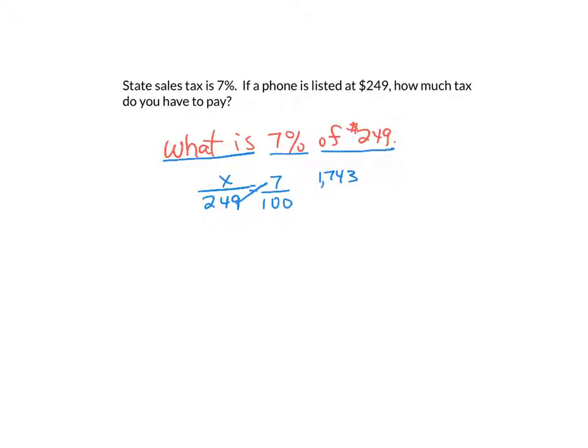1,743. So I know that 100 times x also has to give me 1,743. Now, remember, what I'm really doing is 1,743 divided by 100 in order to figure that out. There is an understood decimal point after the 3, and I have 2 zeros in 100. So I'm just going to move the decimal point 2 spots over to the left. So the answer to this would be $17.43. How much tax do I have to pay? I have to pay $17.43, which is 7% of $249.